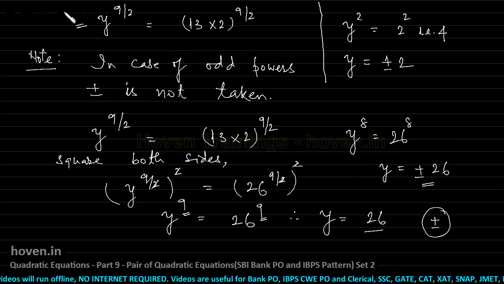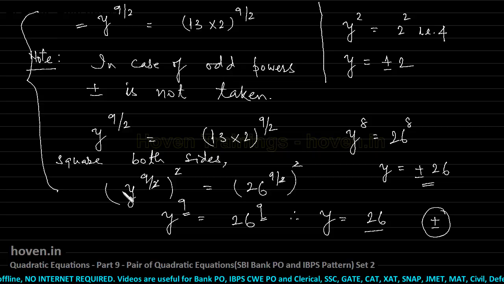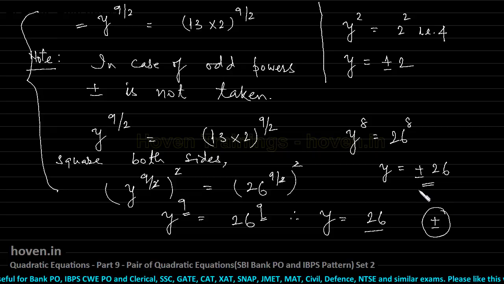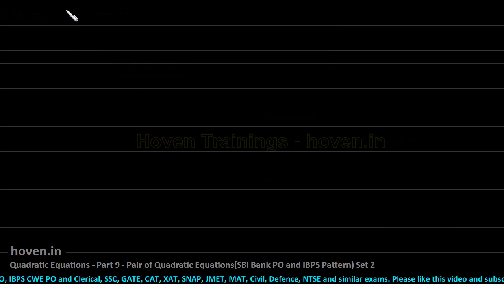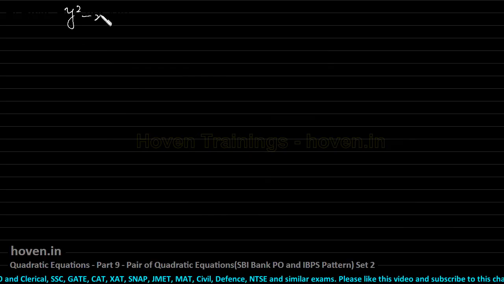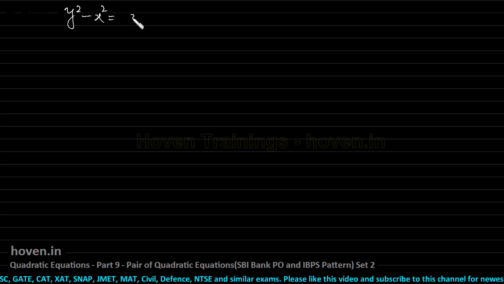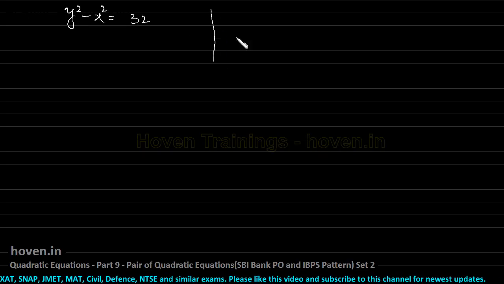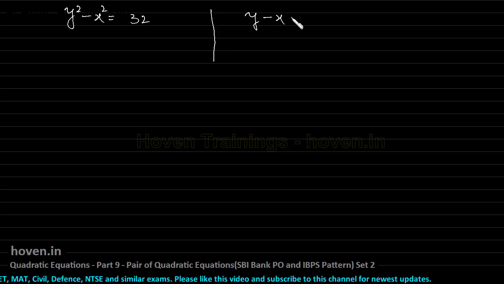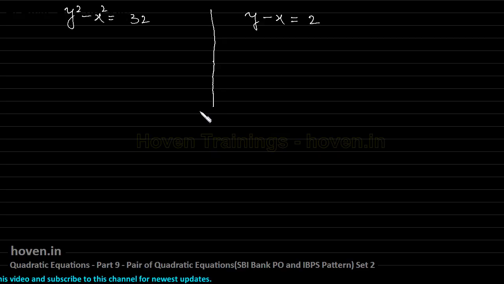And this is the general sequence in which I made that shortcut on the previous page. So take note that this is the complete step. Let us move to our next question now. In the next question, he says y square minus x square is equal to 32. And the second equation that he has given is y minus x equal to 2. These questions have been taken from previous year's question papers, so they are really difficult questions and they need tricks also.